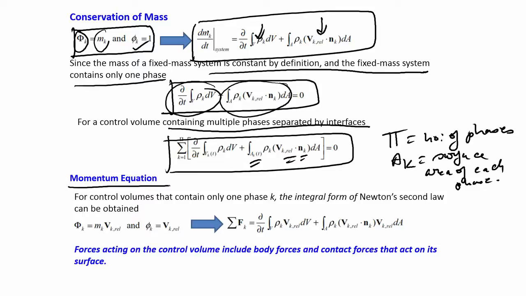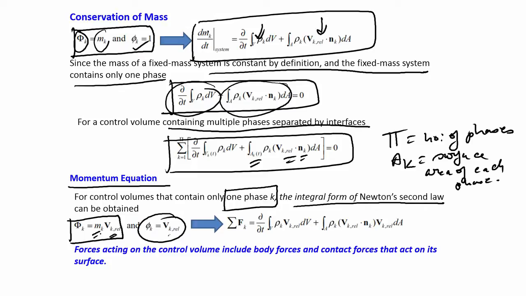Similarly, when you come across to the momentum equation, now the control volume has, say, one single phase k for the time being. The integral form of Newton's second law, as you know, the momentum equation is nothing but Newton's second law. Capital Phi k is nothing but mk into V relative. This is the momentum, mass into velocity. So, mk is the mass of the system, Vk relative is basically the momentum with which the flow is entering or leaving the control volume. And the small phi k is nothing but the V relative. This time it is a vector, previously it was a scalar.